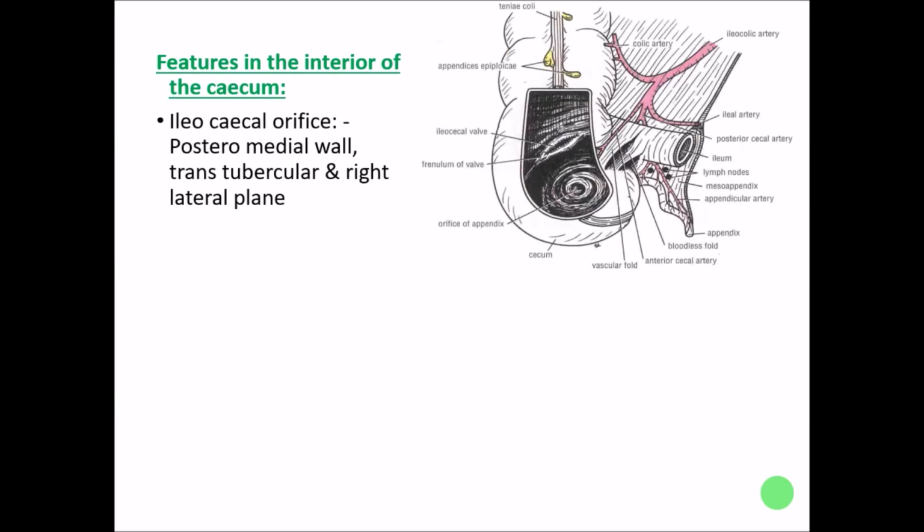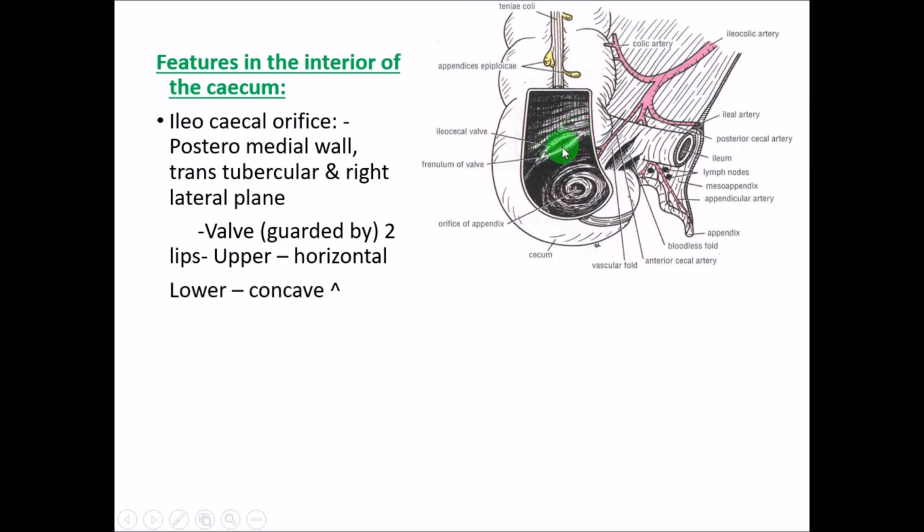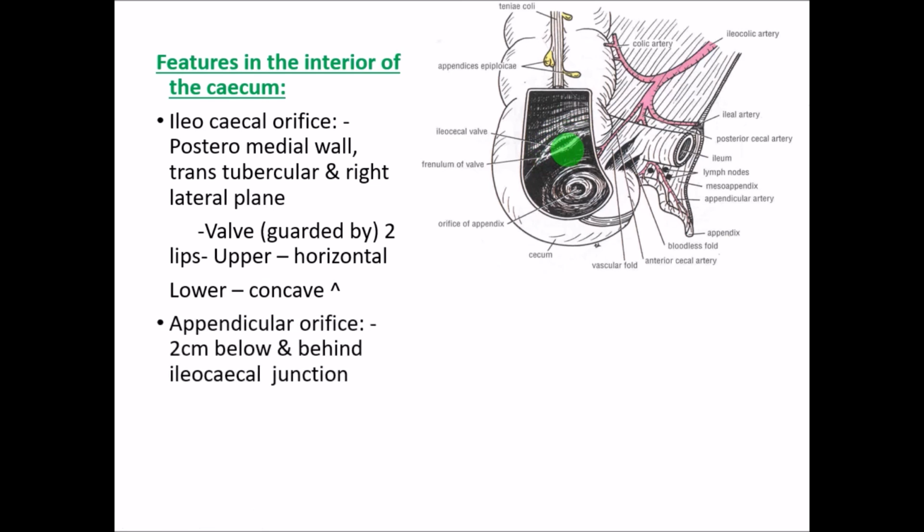Now coming to the internal features, the cecum shows two orifices. The first is called the ileocecal orifice, which is present on the posteromedial wall, at the junction of the transtubercular and the right lateral plane, and it is guarded by two lips: the upper one is horizontal and the lower one is concave. This is the ileocecal orifice, guarded by a valve consisting of two lips, the horizontal and the concave.